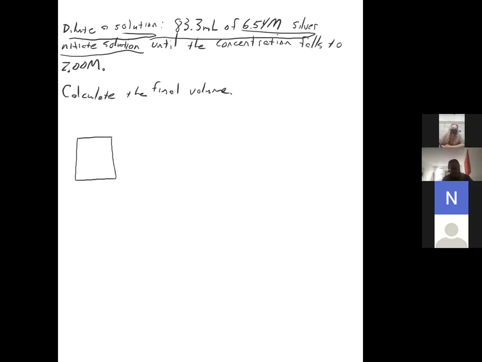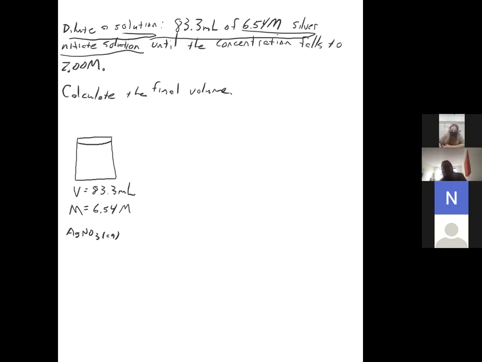Okay, so you wouldn't have a device that measures out 83.3. I don't know why they pick these numbers, but essentially what they're telling you is the volume of the solution is 83.3 ml. And then they tell you that the concentration, the molarity, is 6.54 molar. Okay, now it's silver nitrate, AgNO3. It says it's aqueous, it's dissolved in water, it's a solution, okay?